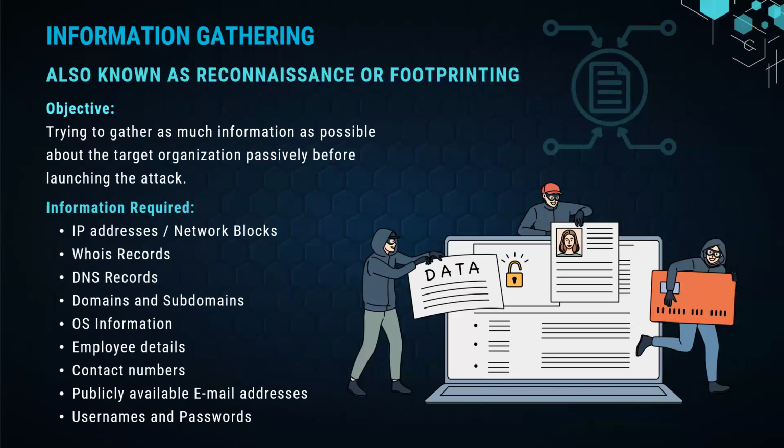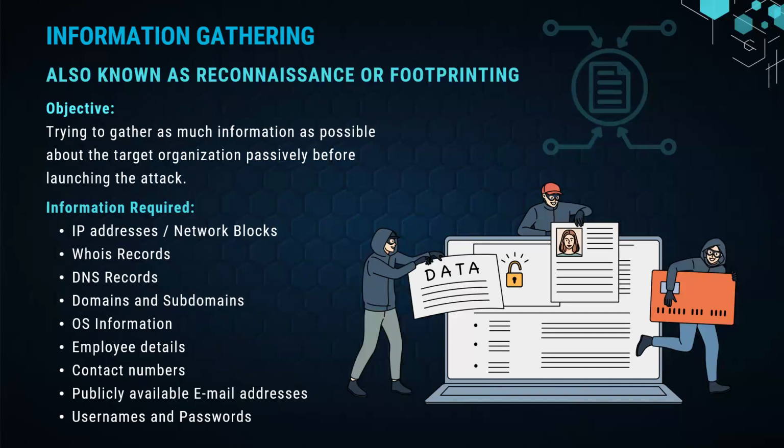Then you need something called host records. Then you need something called DNS records. You need the domains of the organization, the subdomains, operating system information, what OS they are using, and employee details, such as the contact numbers and email addresses of the employees, and usernames and passwords if they got leaked on the internet. Now, believe it or not, all this information is readily available on the internet. All you need to know is what those websites are from where you can retrieve this information.